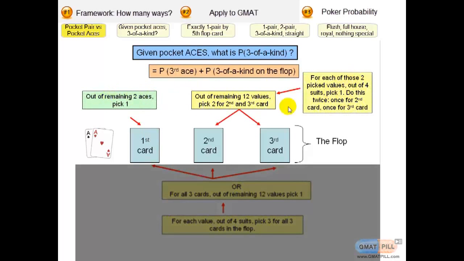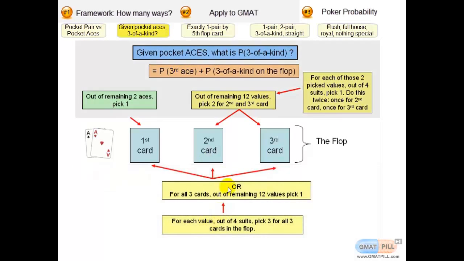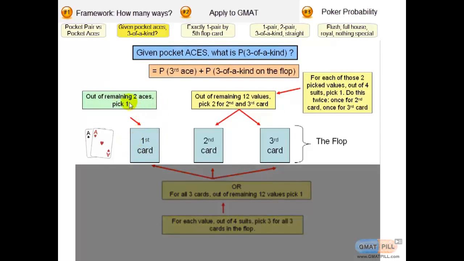The top part deals with the third ace. This bottom part deals with the 3 of a kind. So let's look at the top part first. So this first card, out of the remaining 2 aces, you already took 2 of them, so there's 2 remaining of them. Then you pick one of them, right? So that's the first card. The second card is, you want a card that's different from ace. There are 13 total values, but now there's 12 remaining ones. Ace is no good, so there's 12 remaining ones. And out of those 12, you want to pick 2 values, right? You can't pick 1, because if you picked 1, then these would be a pair in itself. So these 2 have to be different cards.